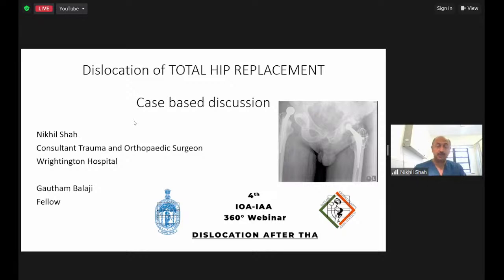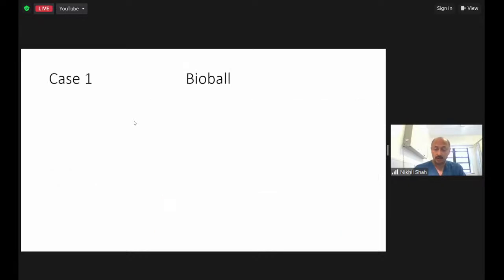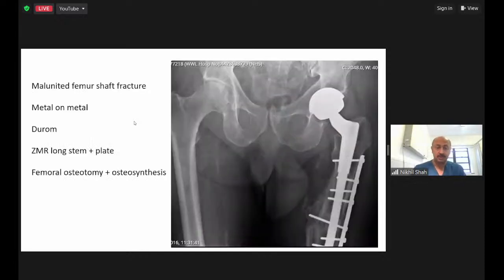Thank you for the invitation. It's always a tough order to follow Dr. Suryanarayan. This is mainly a case-based discussion. So I will look at two specific scenarios and surgical techniques where a dislocation can be solved by these two unusual solutions. So this gentleman had a malunited femoral shaft fracture. He was in his mid-60s and he had arthritis of the hip.